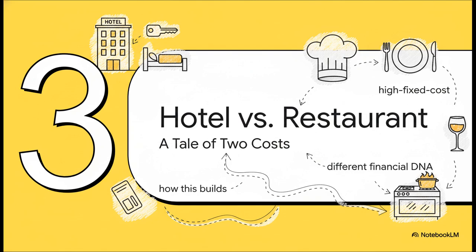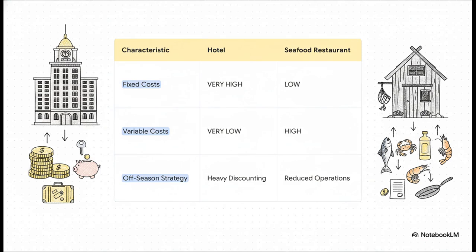To really get the strategic side of this, we're going to compare our hotel, with its massive fixed costs, to another local business, one with a completely different financial makeup. And this table just lays it all out, doesn't it? The hotel has what economists call high operating leverage. Because its fixed costs are so huge, once it gets past its break-even point, profits just explode. But if it stays below that break-even point, the losses are catastrophic.